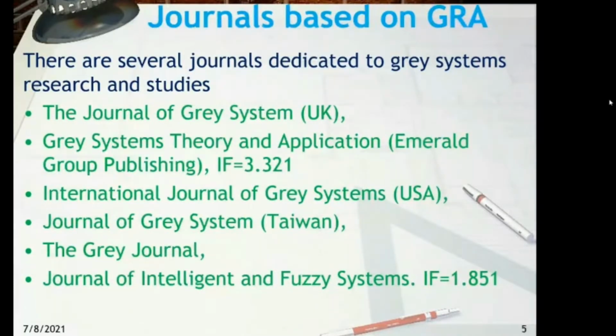And we have the International Journal of Gray Systems and Journal of Gray Systems, that is from Taiwan, and the Gray Journal and Journal of Intelligent and Fuzzy Systems. So these are the journals totally focusing on gray analysis. But we have so many other journals where we can publish our research work. If you are able to develop some new concepts in the gray system itself, the fundamental concepts of gray systems, you can go for publication in one of these journals. For the application part only, you can publish in other journals, measurement and other good journals, when you use these concepts.